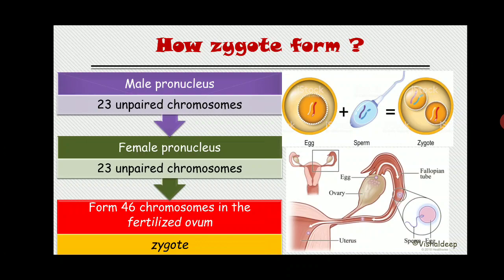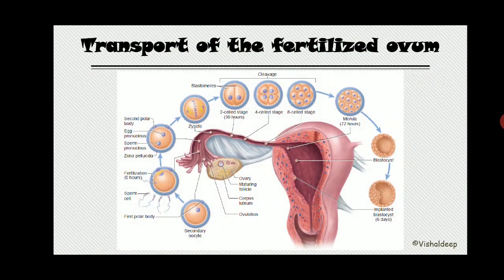Now how will the fertilized ovum reach the uterus? Let's discuss that thing: transportation of the fertilized ovum. So this is the beautiful diagram.